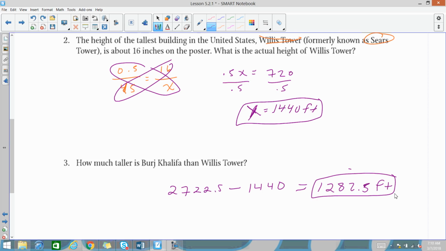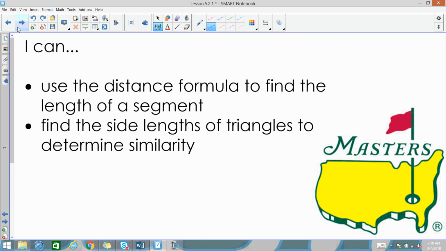So it's almost double the height of the Willis Tower, which is kind of crazy to think about because the Willis Tower is the tallest building in America, and in Dubai, they have a building that's almost double its height. It's crazy. So here we go.